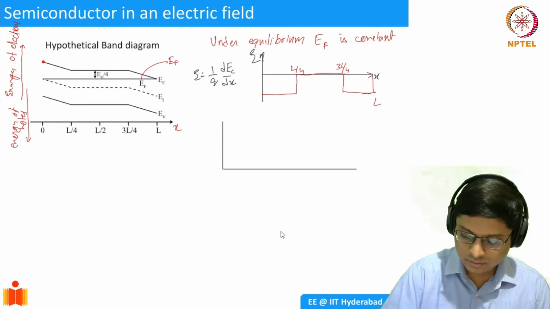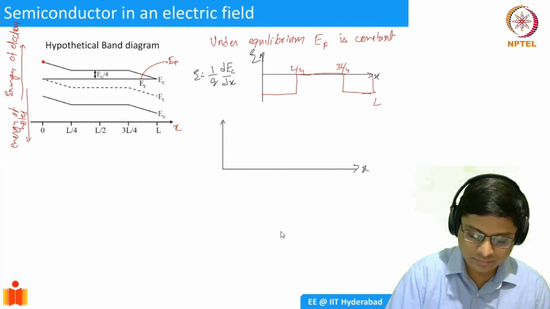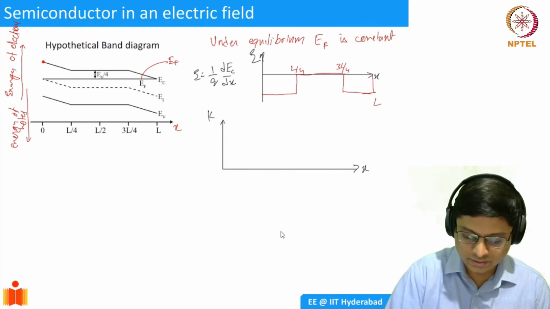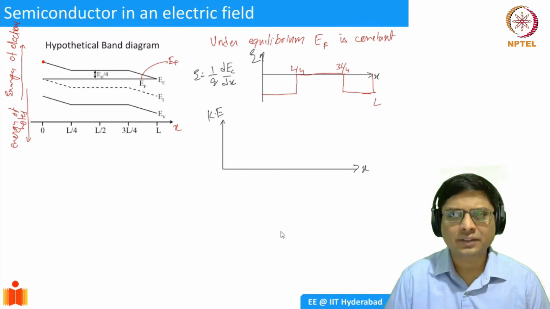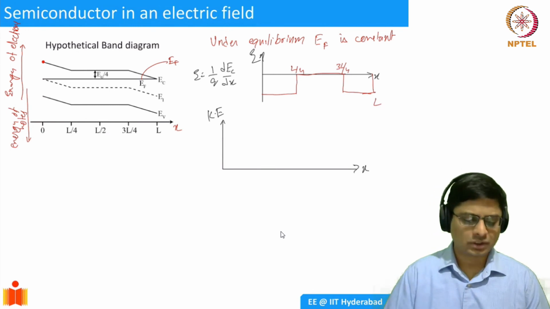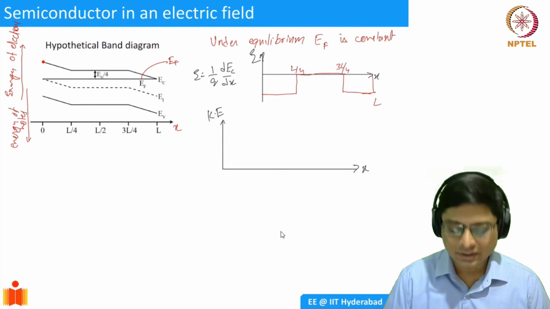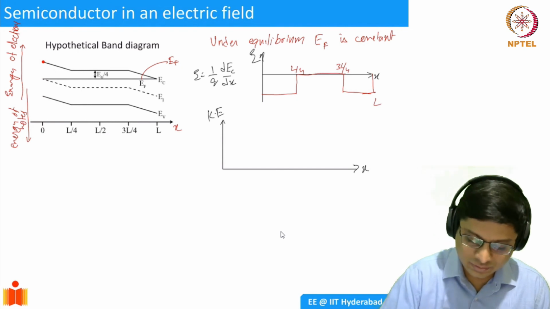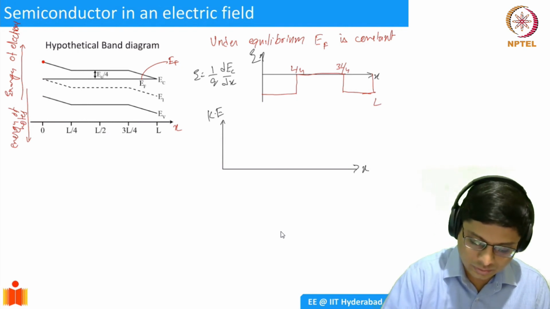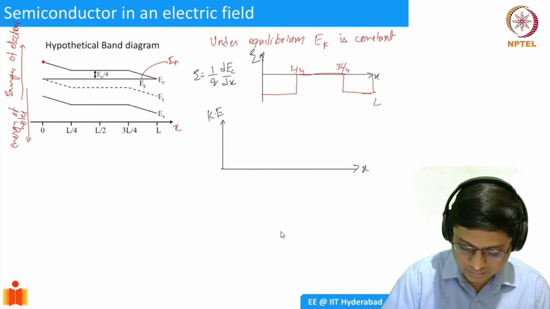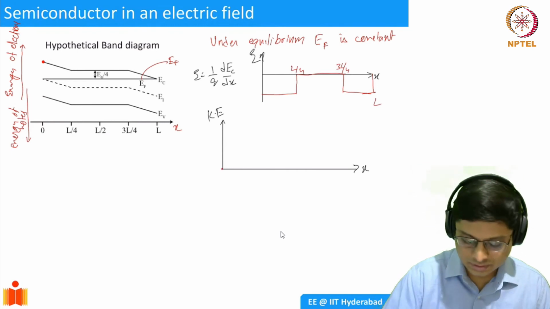Okay. So along x, and kinetic energy on the y-axis. Let's start from x equal to 0. Let's say that the red dot in this picture represents an electron. The electron has 0 kinetic energy at x equal to 0, so I'll put a 0 kinetic energy here. And then as it travels, it acquires a certain kinetic energy, right?